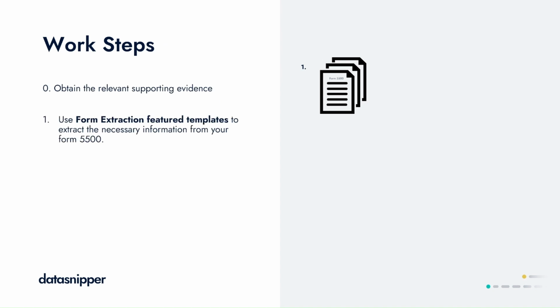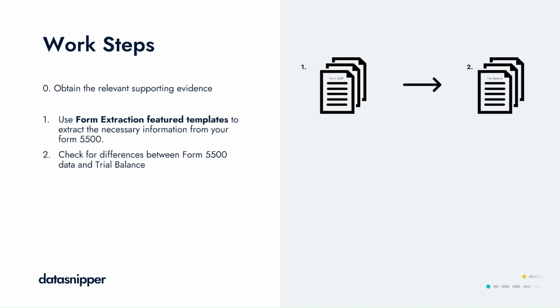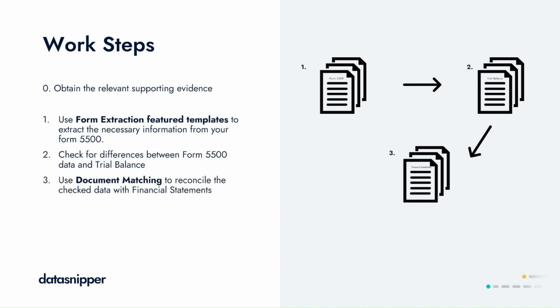For the work steps, we're going to first extract the filled-in Form 5500 data using the featured form extraction templates that DataSnipper provides. The second step will be to check for differences between the Form 5500 data and the trial balance in our Excel. The third and final step is to reconcile the Form 5500 and trial balance data to the financial statements.